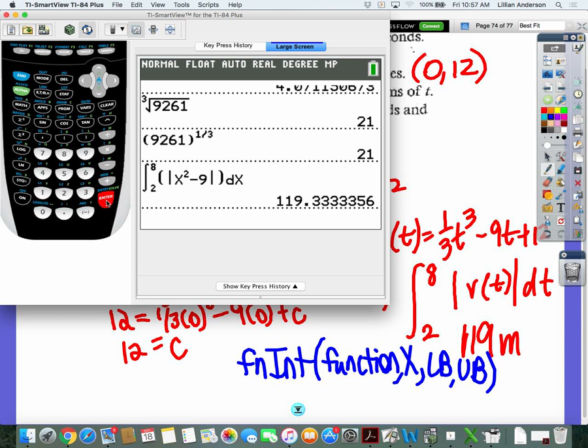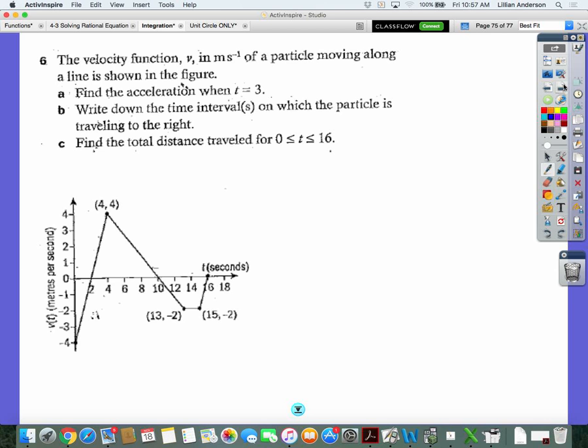Let's look at number 6. This one is non-calculator. The velocity function is given for a particle moving along, shown in this figure. There's no equation associated with it, just the picture. You have to find the acceleration when t equals 3. Acceleration is what? It's the first derivative of velocity. Derivative means what?